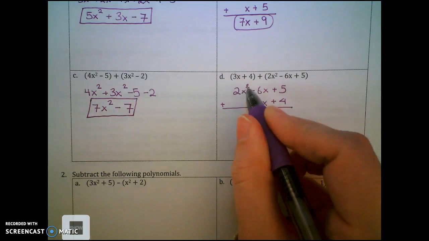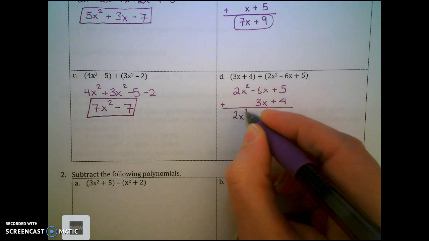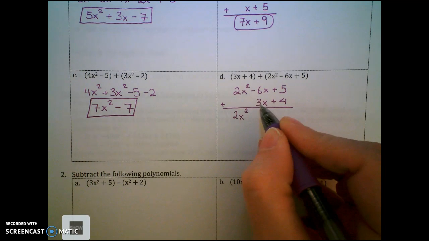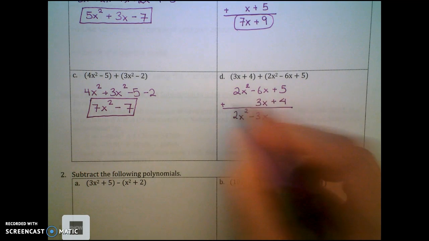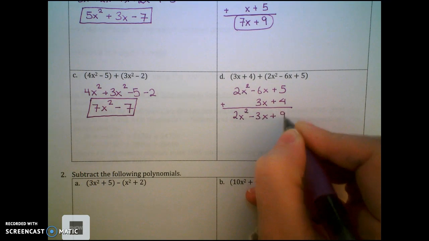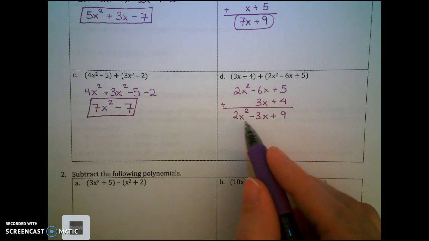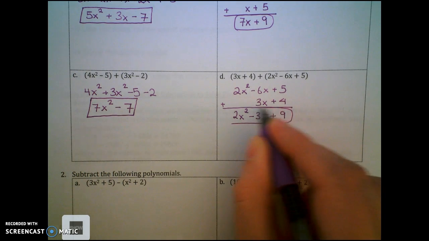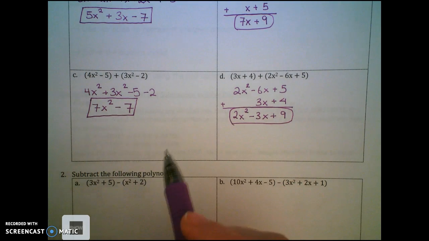Now I have 2x squared plus nothing, which just gives me 2x squared. Then I have -6 plus 3. That's going to give me a -3x. And then 5 plus 4 is 9. I can't combine any like terms here because I have different variable parts for all three terms. So that's my answer. Again, you can use whichever method here you prefer.